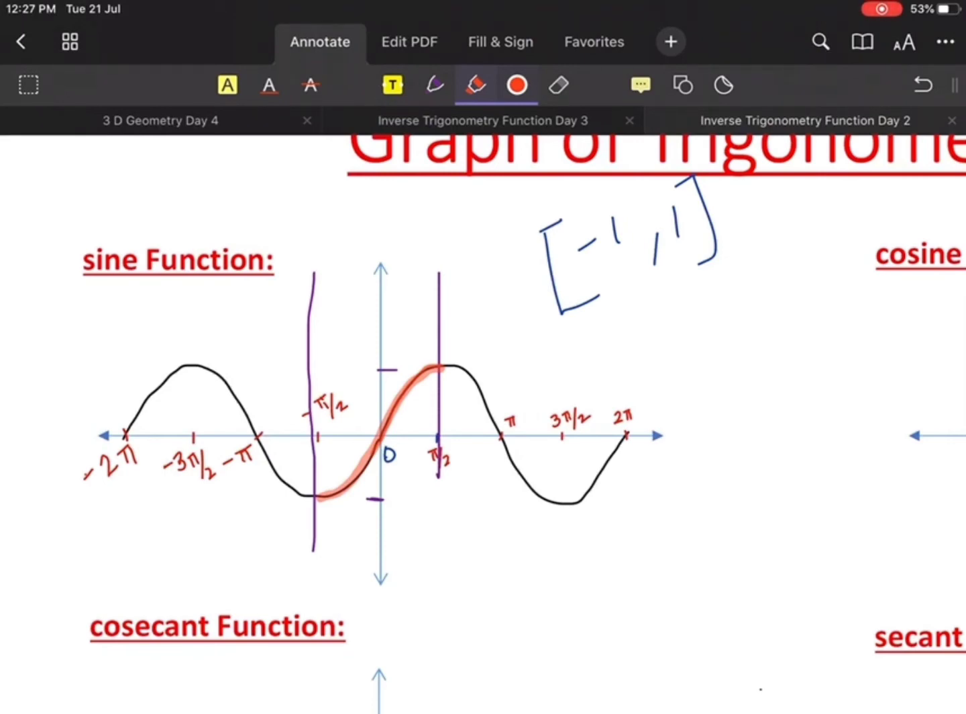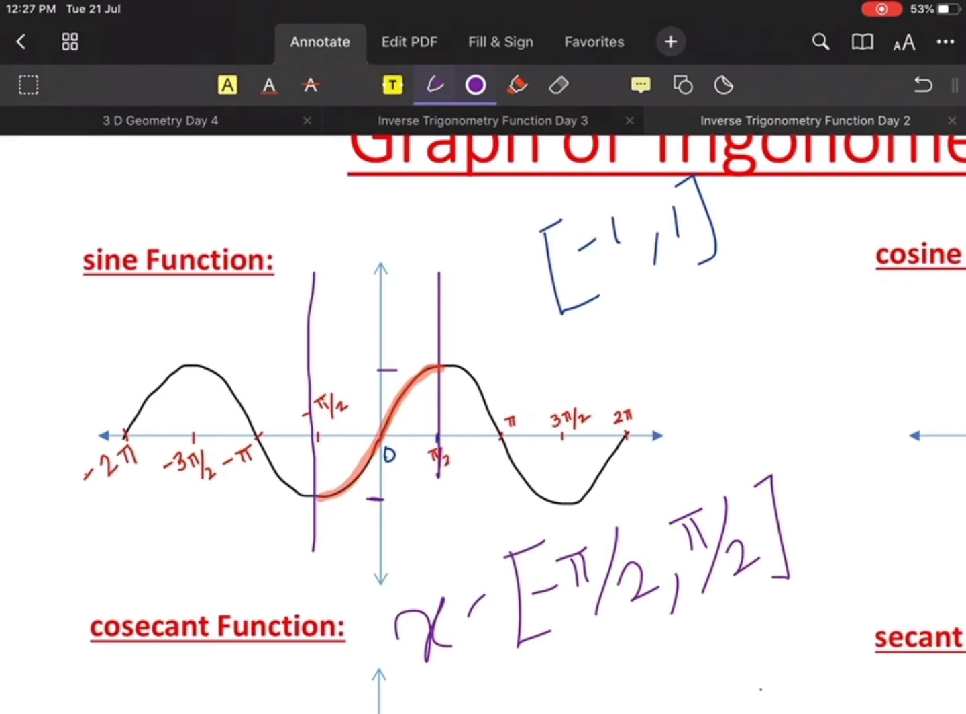And this portion from minus pi by 2 to pi by 2 is known as the principal value branch. So minus pi by 2 to pi by 2 is known as the principal value branch. So x has to be an element of this. I hope everybody is clear about this one. How did we make a sine function into a 1 1 and onto function? The reason is so that in the future we can find the inverse of that function. Am I clear?